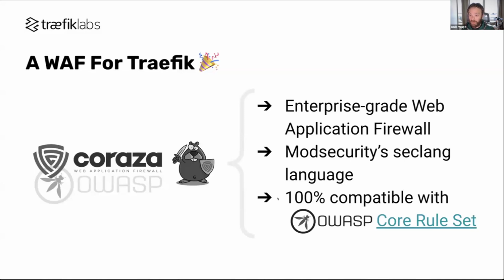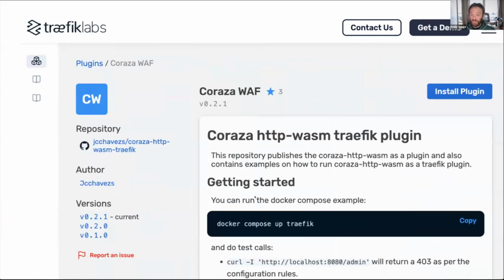And Coraza is an enterprise-grade web application firewall. It's modern, written in Go. It is fully compliant with the ModSecurity SecLang language, which is extremely interesting because that's what everybody knows. And it is 100% compatible with the OWASP Core Rule Set. So extremely interesting. You can integrate the Core Rule Set directly into Coraza and directly into Traefik. So let's see how it works. And of course, this new Coraza web application firewall plugin is available within the plugin catalog.